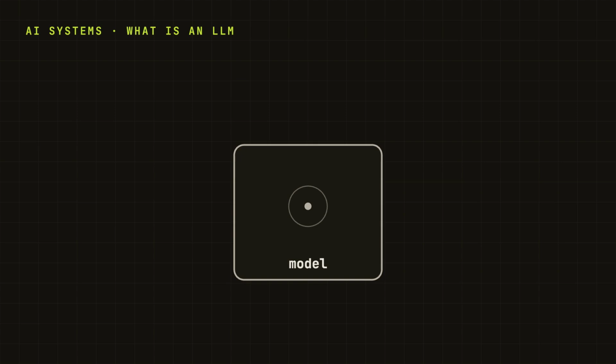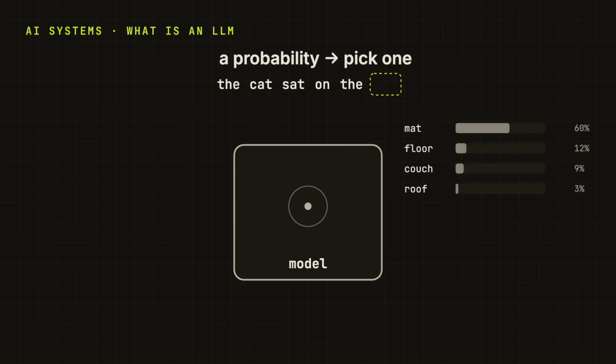So, what does this box actually do? Let me just show you because it's almost silly simple. Let's say I hand it a few words. The cat sat on the. It does one thing, it predicts the next word. Here is how it looks at the cat sat on the and produces a probability for what comes next, like mat 60%, floor 12%, couch 9%, and so on, across every word it knows. Then it picks one, usually a likely one, and it sticks it on the end, mat.